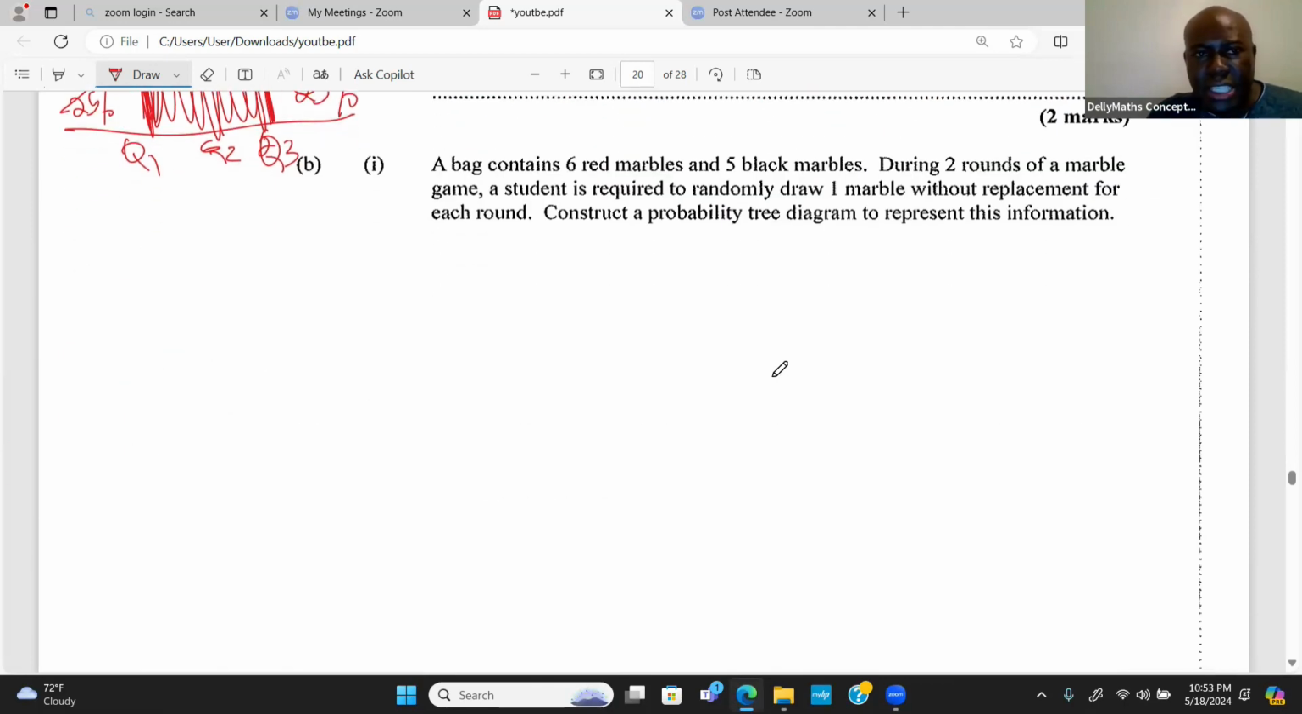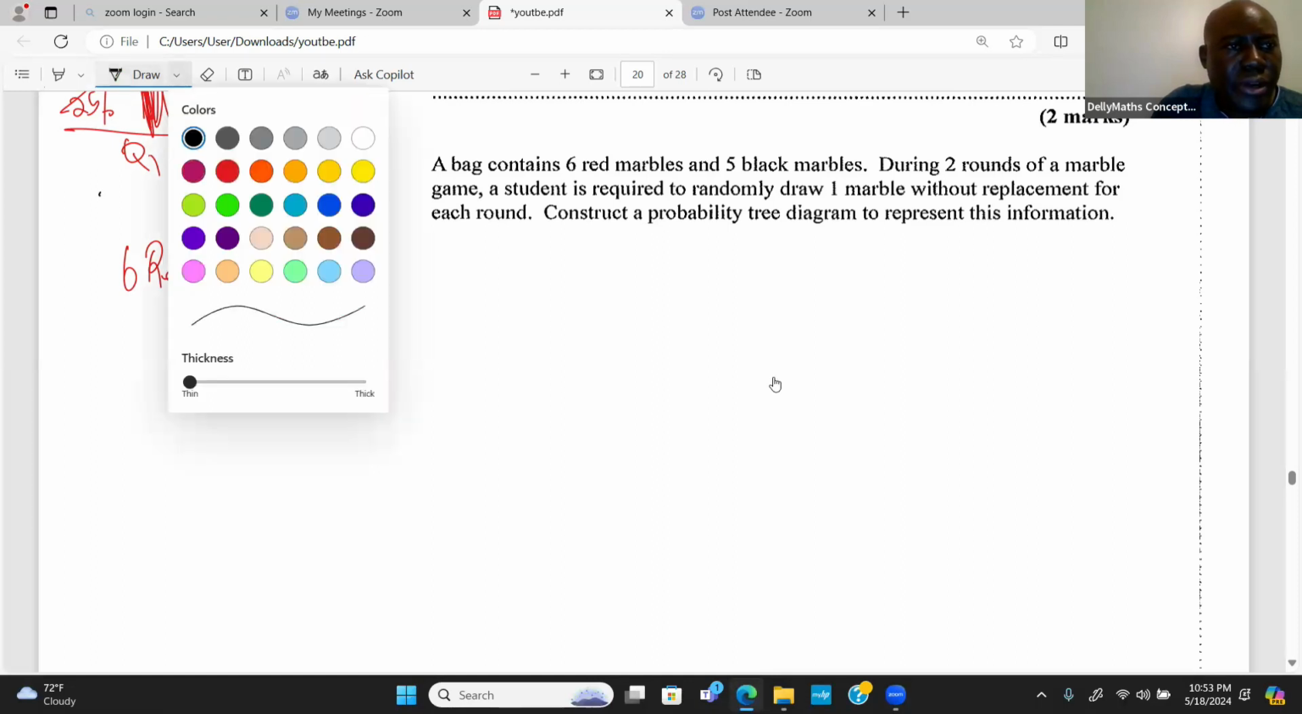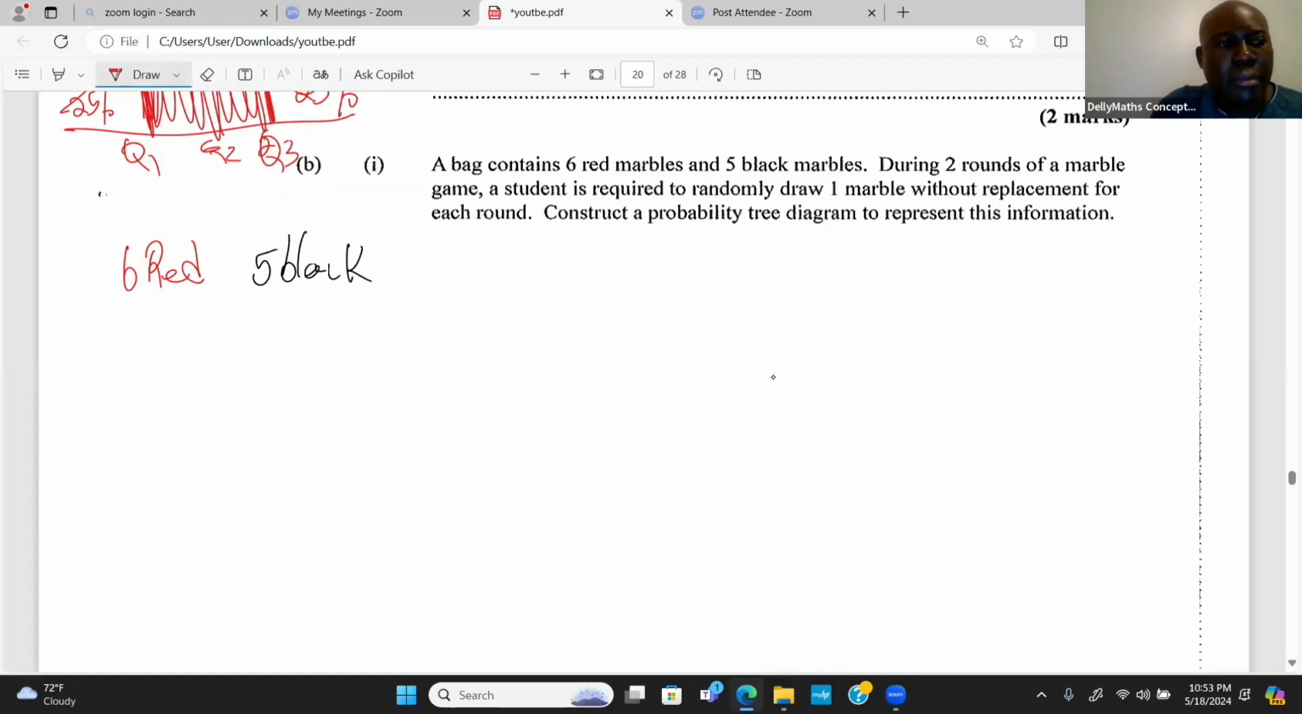All right, so let's see now. It says a bag contains 6 red marbles and 5 black. That's 11. All right, so we have 6 red and we have 5 black. All right, so that's what we're dealing with now. We have 11 marbles in total.